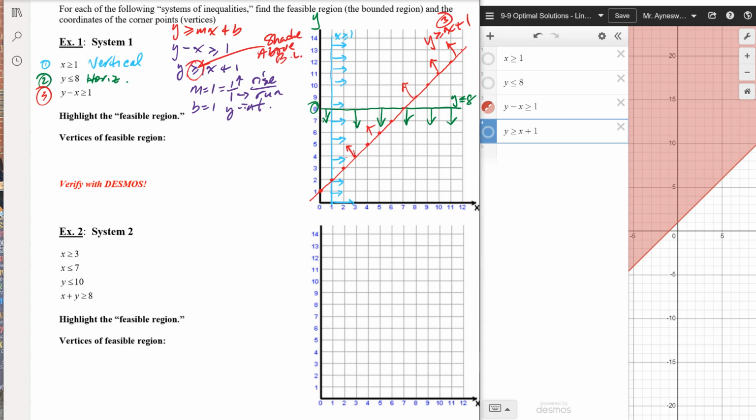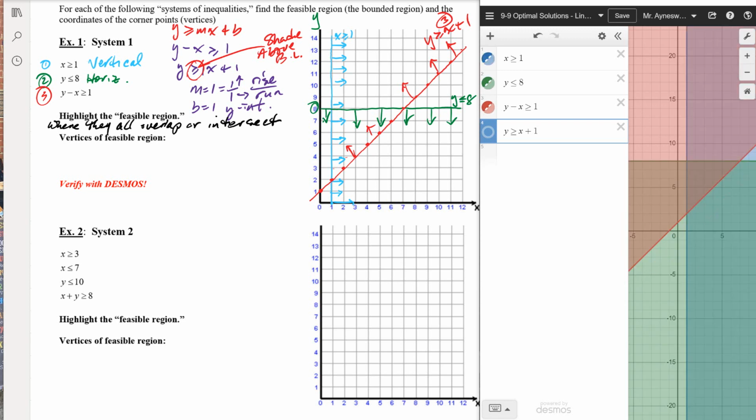Highlight the feasible region where they all overlap. Overlap, or you can say intersect. That is a solution. That's the solution to any system. It's the intersection. So where does the blue and the green and the red overlap? Okay, it's where the arrows, all these colors, the blue, the green, and the red, where they all overlap.